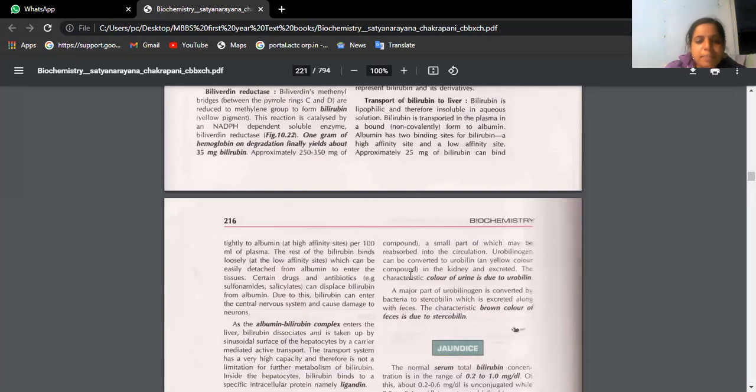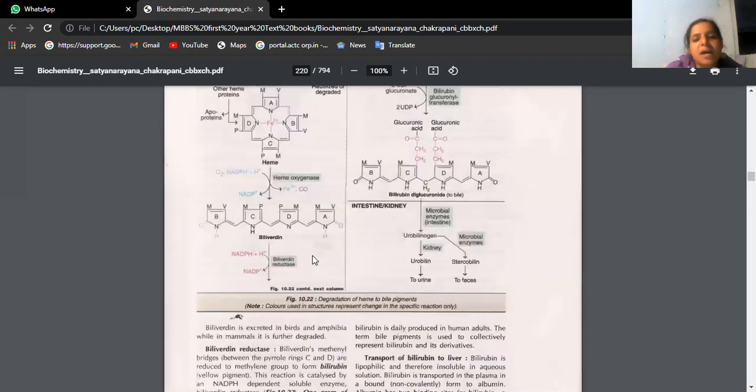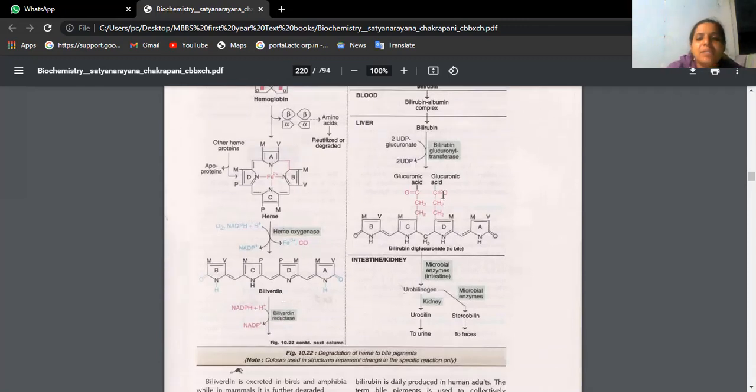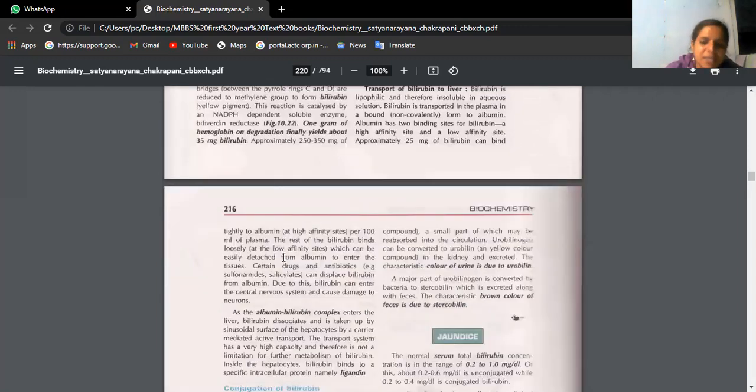Suppose these bilirubin and biliverdin pigments are excessively produced in the blood. The normal lifespan of RBC is 120 days, but suppose more RBCs are being broken down in a short span, like you see in sickle cell anemia, or maybe there is some underlying pathology because of which the turnover of RBC, that means the breakdown of RBC, has increased. Obviously the bile pigment levels will also increase in the blood. Bilirubin, biliverdin levels will increase. That will lead to a condition called jaundice.